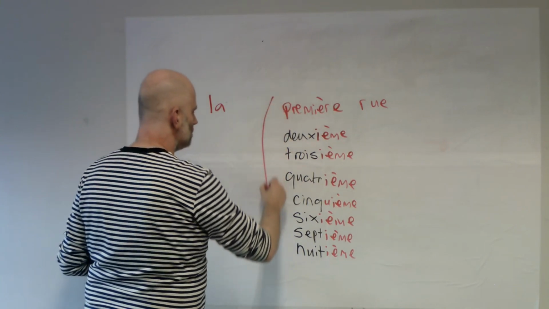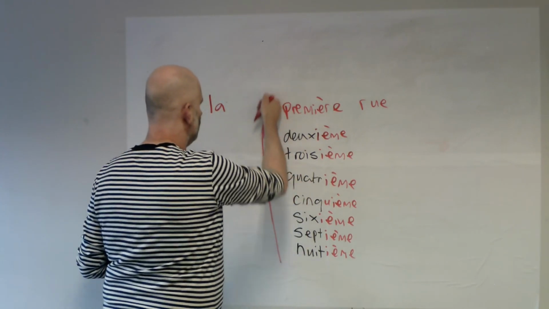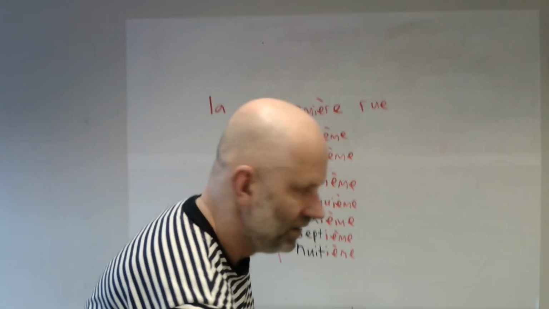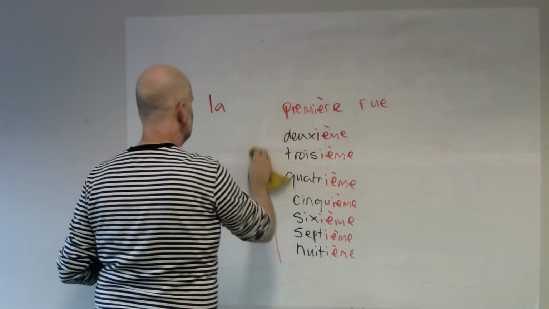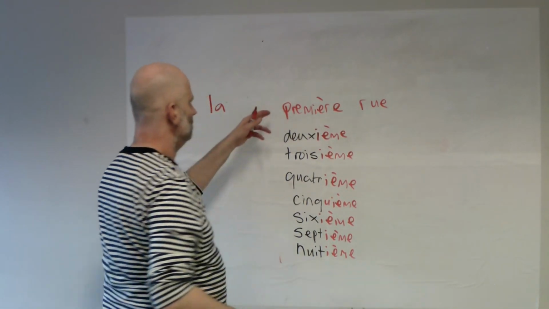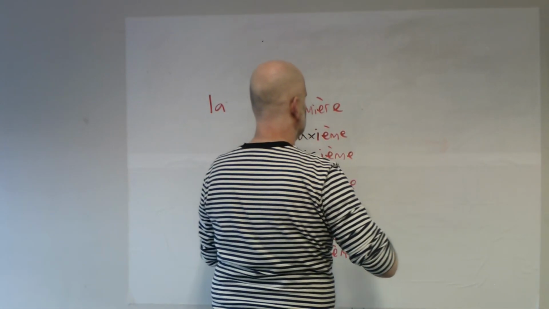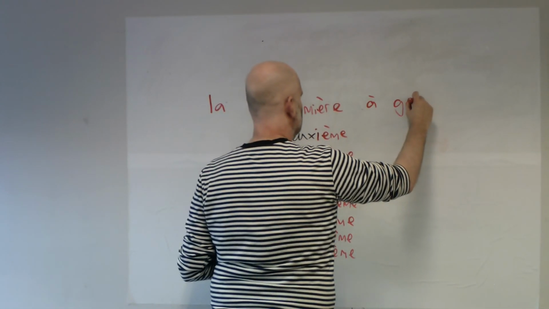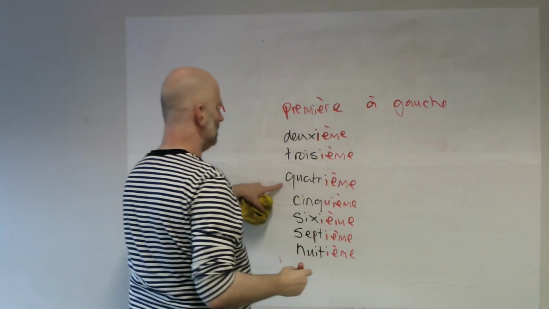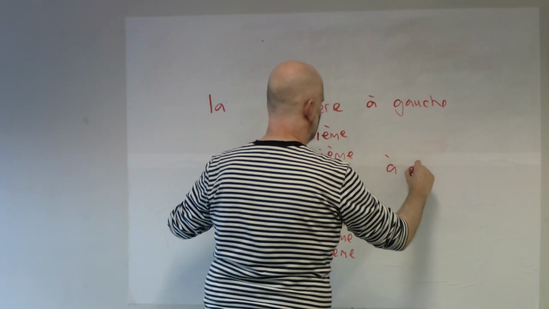And often we don't use the word rue, we just say la deuxième à gauche. Or la quatrième à droite.